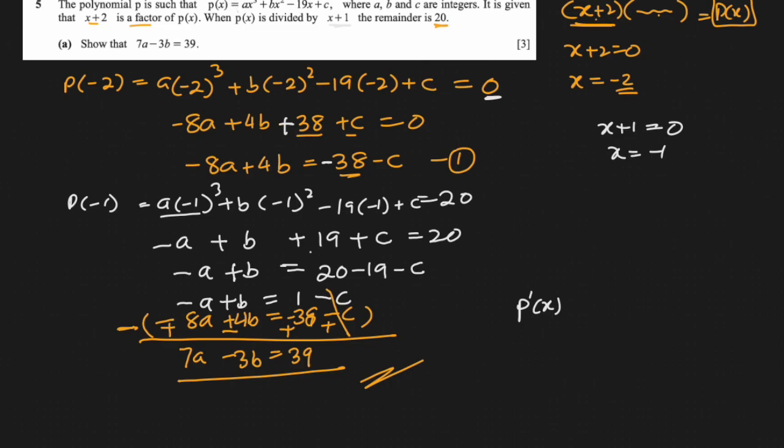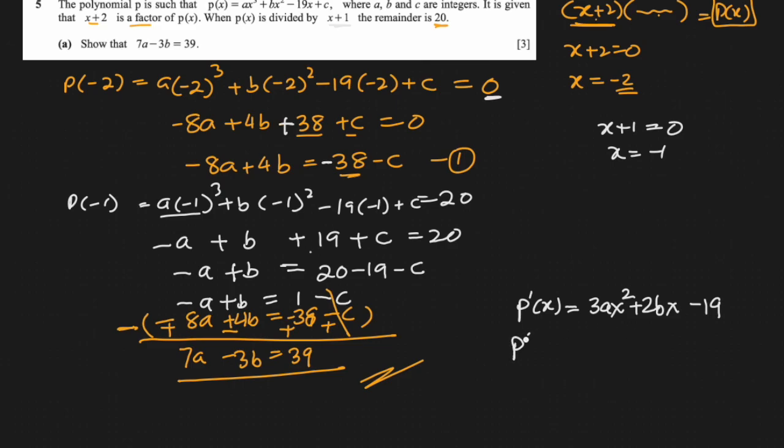So I'll differentiate this one, a x cubed. A is not known to us. So it becomes 3ax squared, the derivative of the first term, plus 2bx, the second term, minus 19, the third term. Since c is a constant, its derivative will be 0, so we'll not write it.